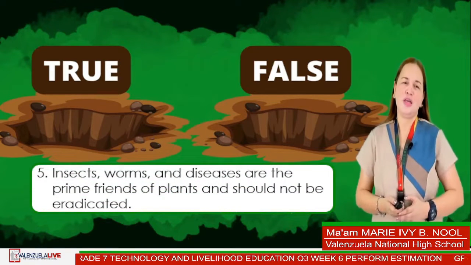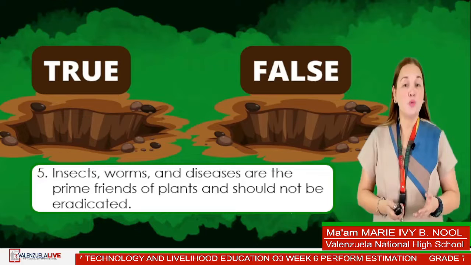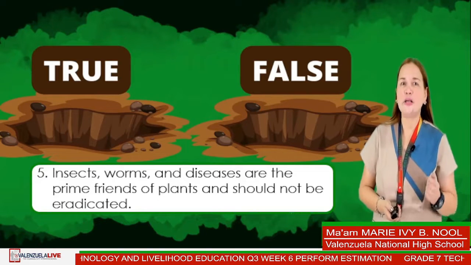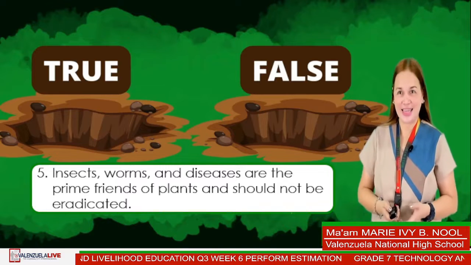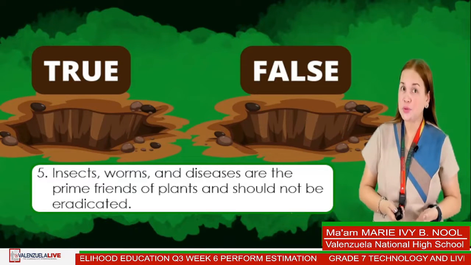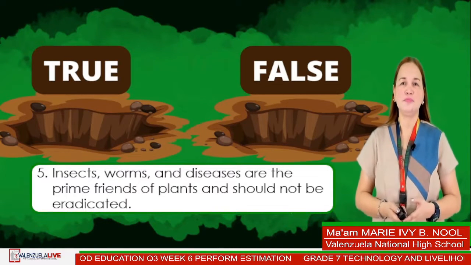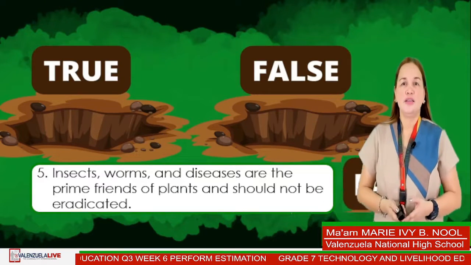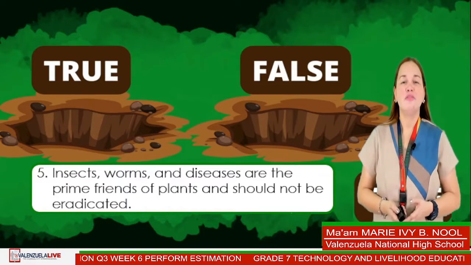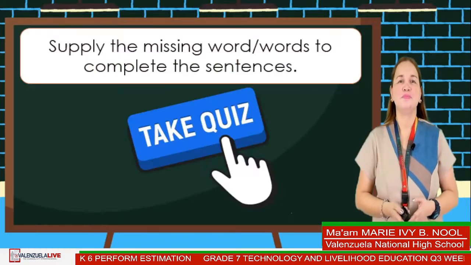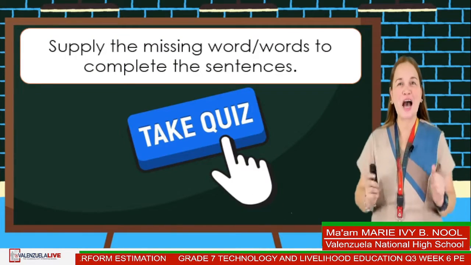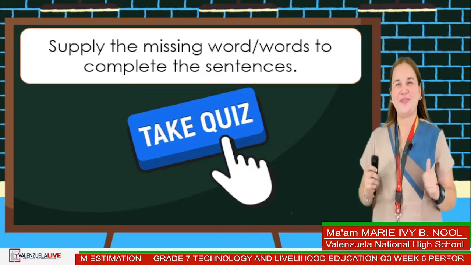Number 5. Insects, worms, and diseases are the prime friends of plants and should not be eradicated. Is it true or false? The answer is false. Good job, learners. Thumbs up.